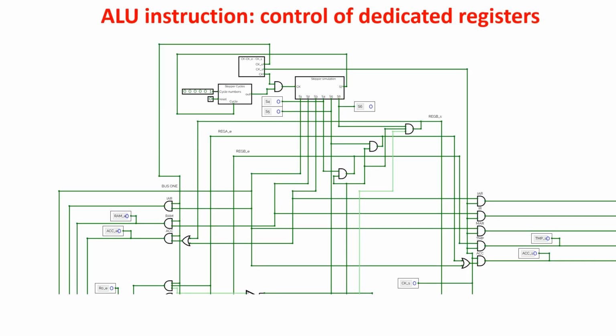Here we see on the left the generation of the enable pulses to the instruction address register, to the RAM, and to the accumulator. On the right, we see the generation of the set pulses to the instruction address register, to the instruction register, to the memory address register, to the temporary register, and to the accumulator.